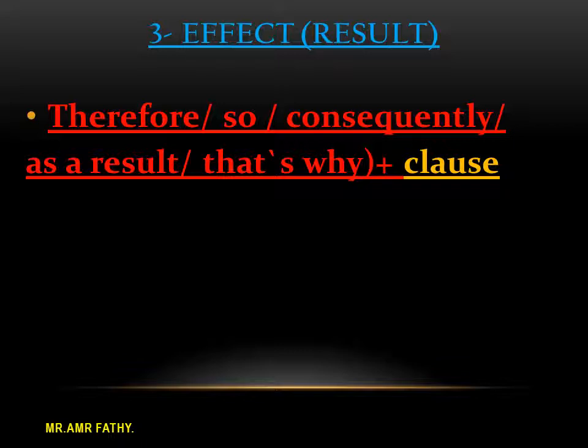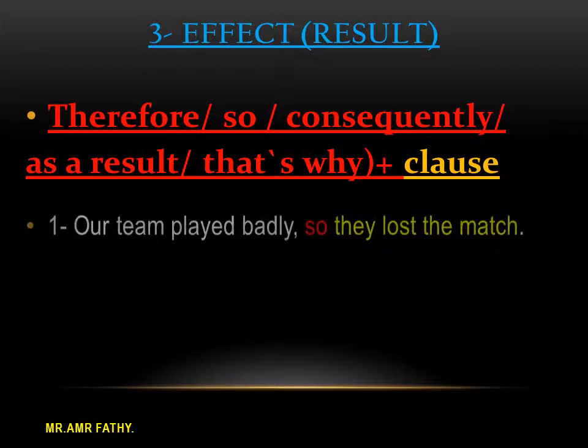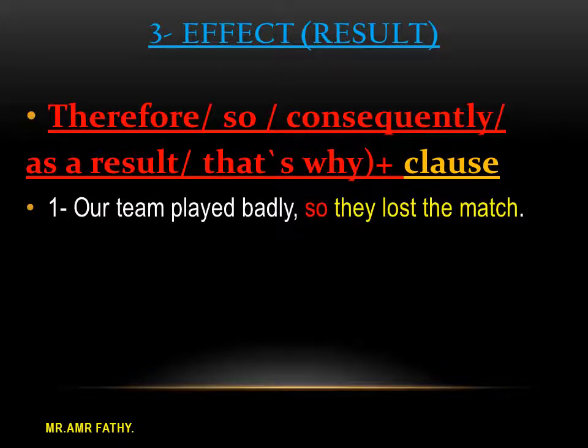And last time we explained the difference between the clause and the phrase. By clause we mean the full or complete sentence, and by phrase we mean a noun or verb-ing. Let's have the first example. Look at number 1. Our team played badly, comma, so they lost the match. So here it is used to express what? Effect or result. Is that okay?